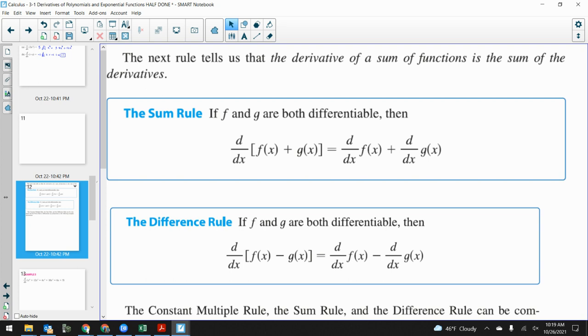Now, using your constant multiple rule as well, where we had c times f of x, you could take the derivative of f of x and then multiply c back onto it. So if it's 7 times f of x, you can find the derivative of f of x and then multiply it back by 7. Using that, combined with these two rules, you can find the derivative of any polynomial function you would like. And that is an extremely useful thing to do.